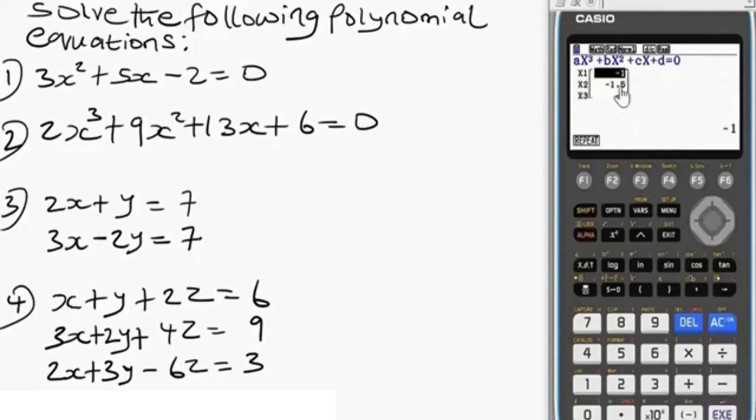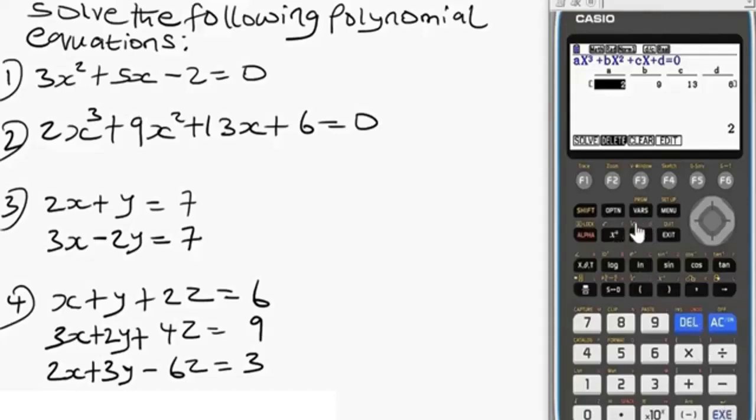So these are the respective roots of the equation. We have x1 to be minus 1, x2 to be minus 1.5 or minus 3/2, and x3 to be minus 2. So it's as simple as that, guys. Making progress. Now we are done with the quadratic polynomial equation and the cubic polynomial equation. Now let's go to system of equations or simultaneous polynomial equations.